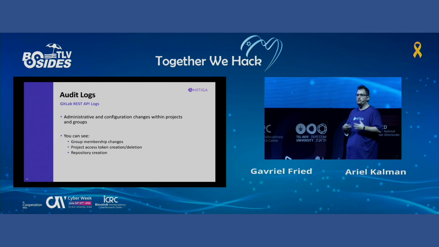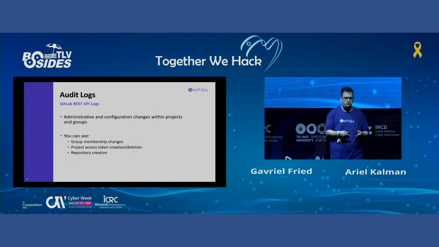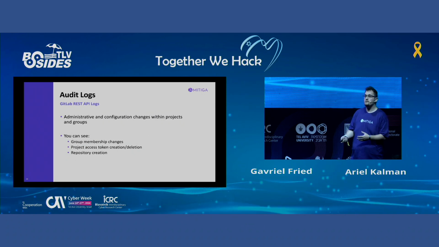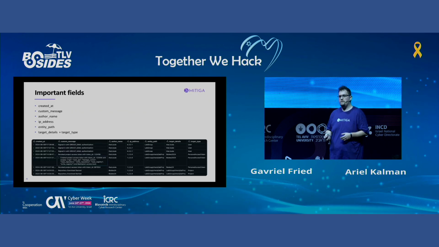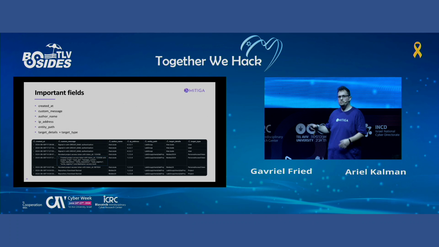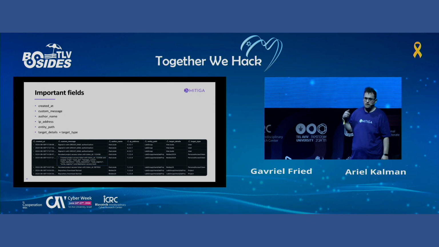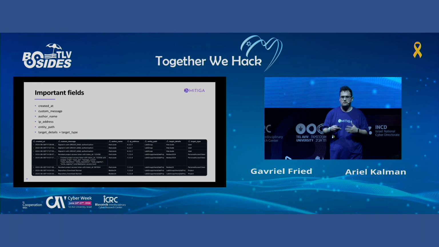Next, we have something called the audit logs. These are for group configuration and management of administration operations, like creating new users, new groups, new repositories, and creating project access tokens. Some important fields we could see here are similar to what we saw in the events logs, but we also have the addition of an IP address here, and here the event is called custom message.